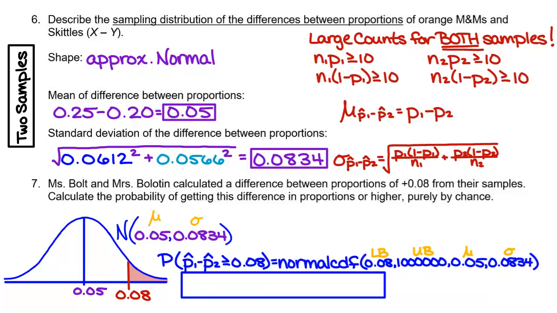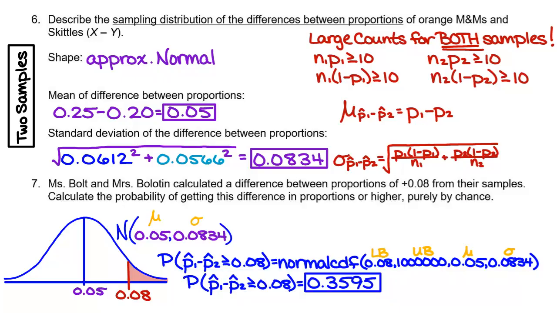And so we're going to use our normal CDF to do that. Lower bound of 0.08, upper bound of something enormous. Mean of 0.05, standard deviation of 0.0834. And you come up with a probability of about what? Yes, I got 0.3595. So this is the probability that the difference in my sample proportions.